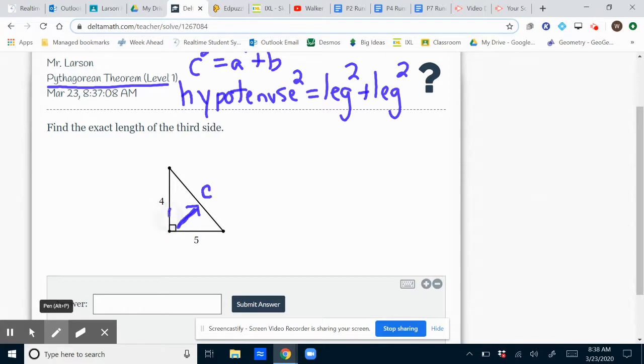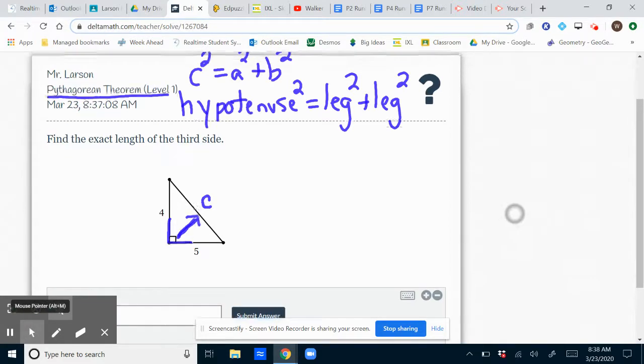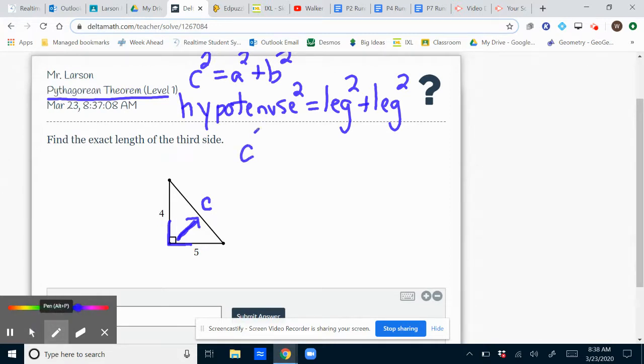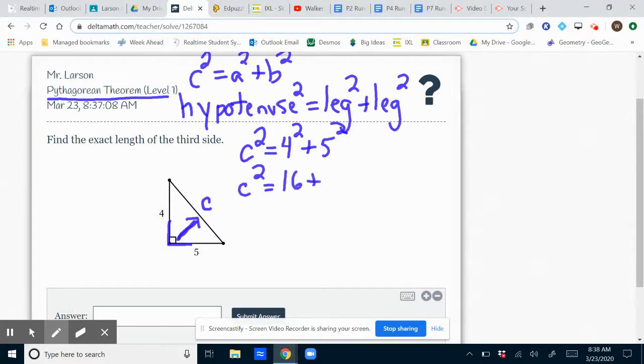Another way to think about it is that the right angle is formed by these two sides, right? The 4 and the 5. The hypotenuse is the other one. The hypotenuse does not touch the right angle. Now my equation c squared equals a squared plus b squared, and I know I'm solving for c. In this case, c squared equals 4 squared plus 5 squared. 4 squared is 16, 5 squared is 25. Add those up, you get 41. Now the last step when you have c squared equals a number is to square root both sides. And so c is the square root of 41.